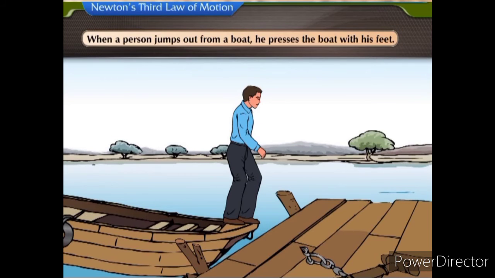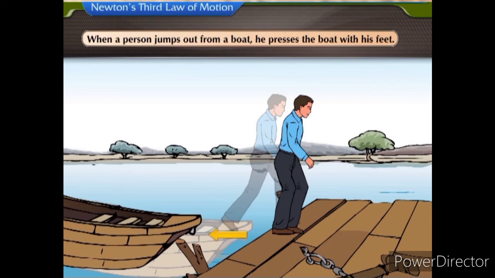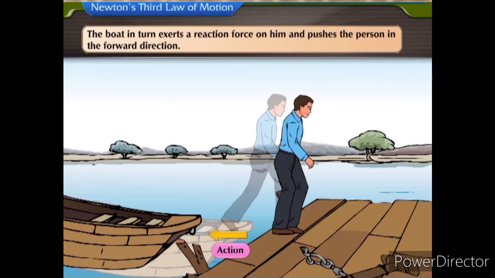When a person jumps out from a boat, he presses the boat with his feet. This is the force of action he exerts on the boat. The boat in turn exerts a reaction force on him and pushes the person in the forward direction. This helps him get down from the boat.